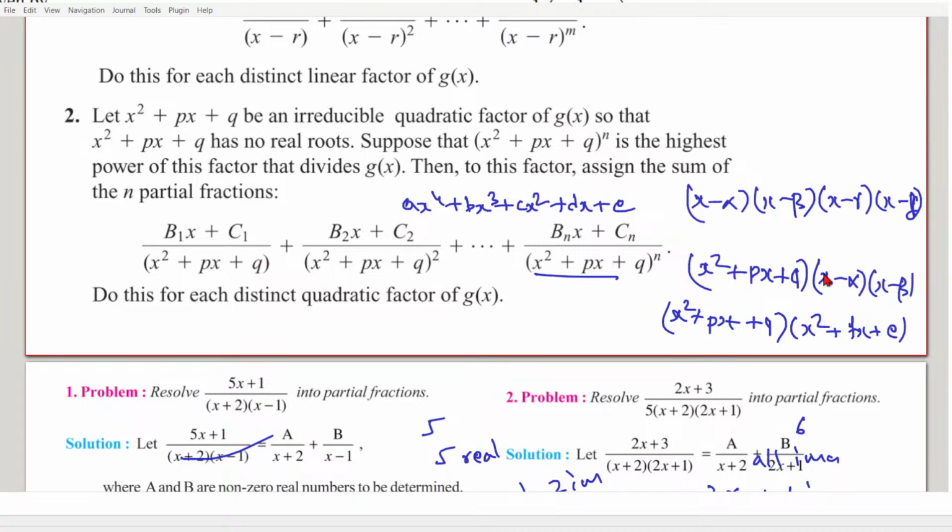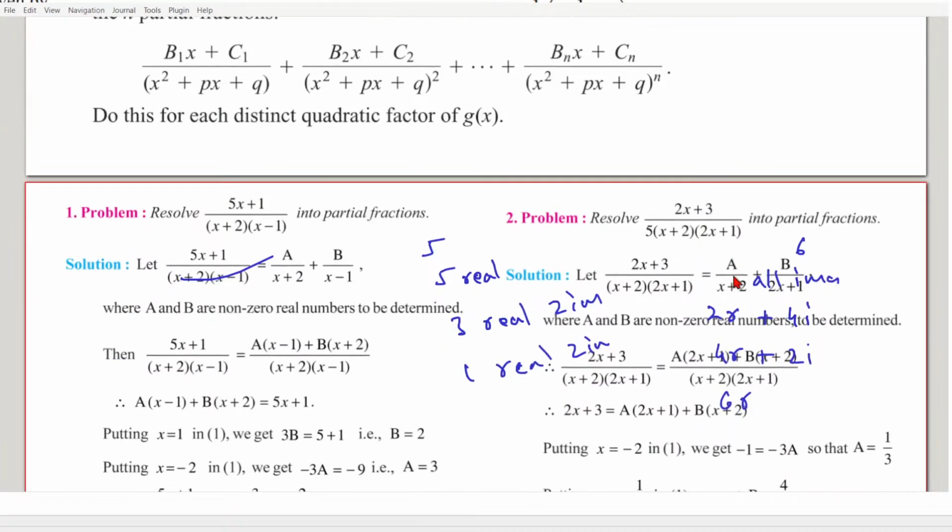Anything you can break down, depending on the highest power, into quadratics times some linears, or into quadratics times quadratics. Understood? You can always break any polynomial like this, into multiple quadratics, or multiple quadratics and multiple linears. So you will never need x power 3, because you can always break that as x minus alpha into some quadratic. Is this part clear?